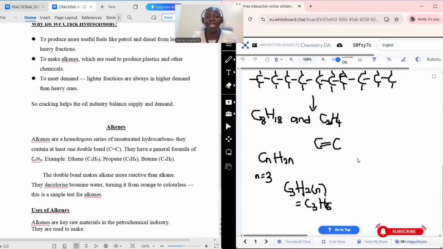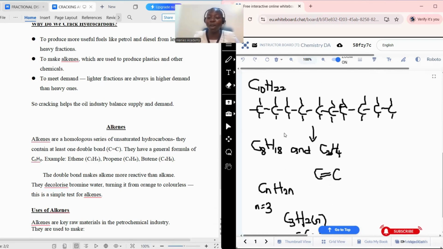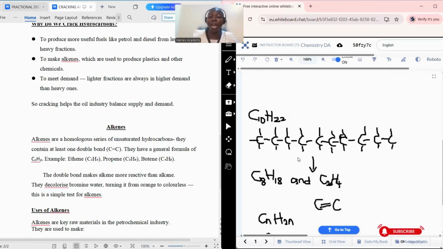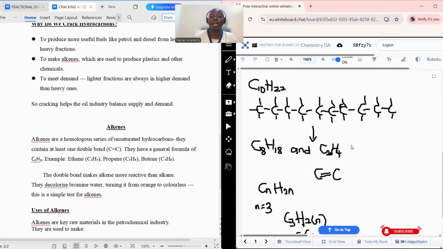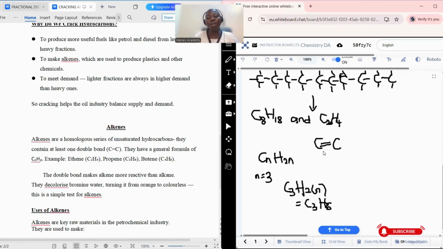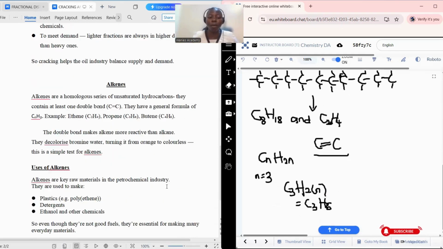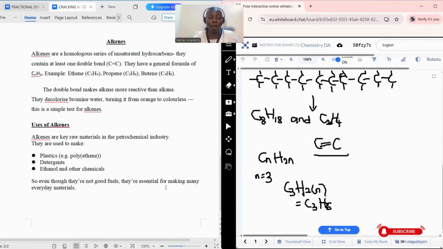Alkane is a saturated hydrocarbon. That's the one we drew earlier, which is decane. We have decane, we have octane. If you notice, they all have single bonds. So that is a saturated hydrocarbon. But because of the presence of a double bond in alkene, it is more reactive than alkane. And alkenes also decolorize bromine water from orange to colorless. They remove the color of bromine water from orange to colorless, and that is how to test for the presence of alkenes.